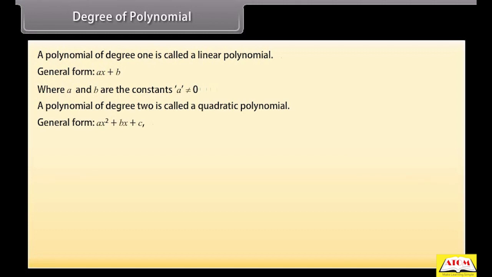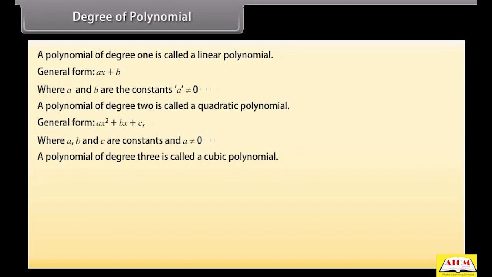Its general form is ax square plus bx plus c, where a, b and c are constants and a is not equal to 0. A polynomial of degree 3 is called a cubic polynomial. Its general form is ax raised to the power 3 plus bx raised to the power 2 plus cx plus d, where a, b, c and d are constants and a is not equal to 0.